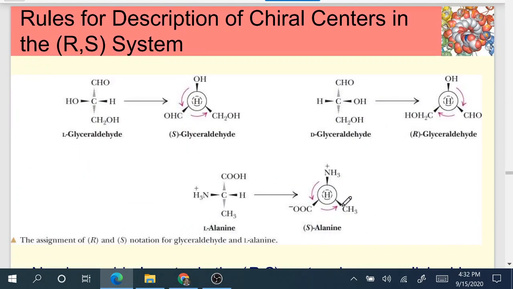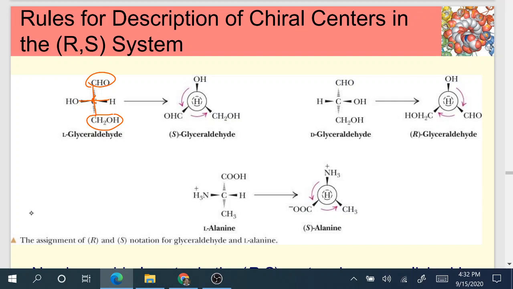Alright, and so we can see here that we have L-glyceraldehyde. So let's go ahead and see how we would convert that to the R and S system. Here we have a Fischer projection, which is usually written as CHO for the aldehyde group, CH2OH at the bottom, and then we have our H's and OH's across the middle coming out at us.